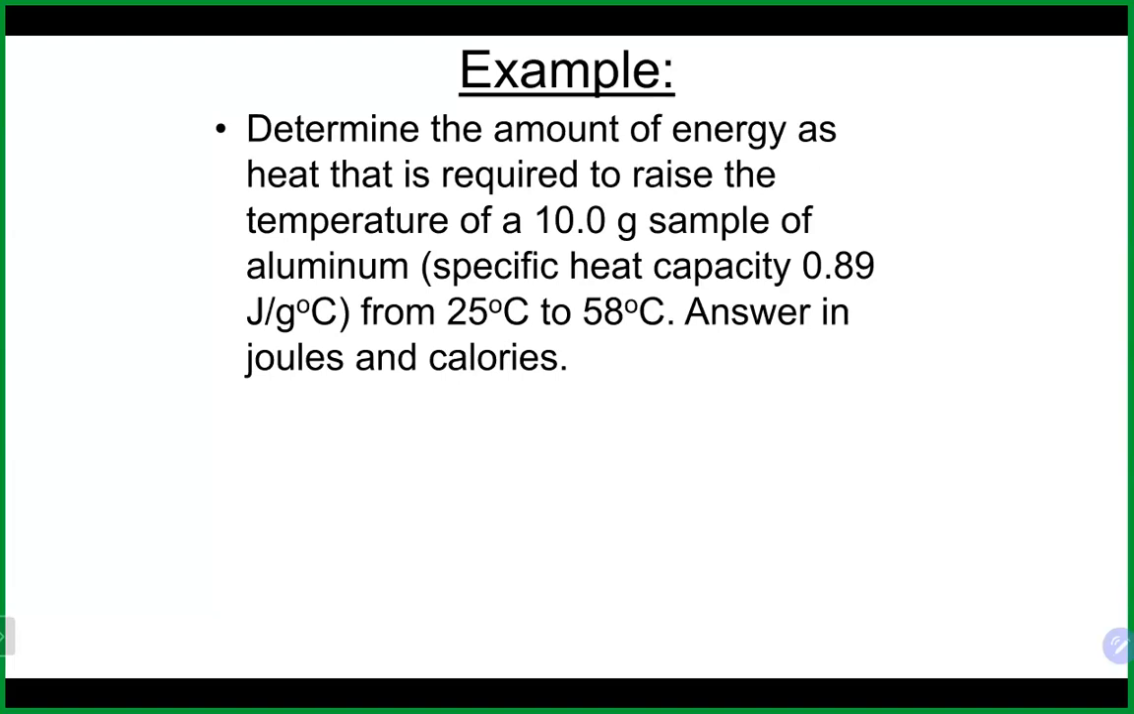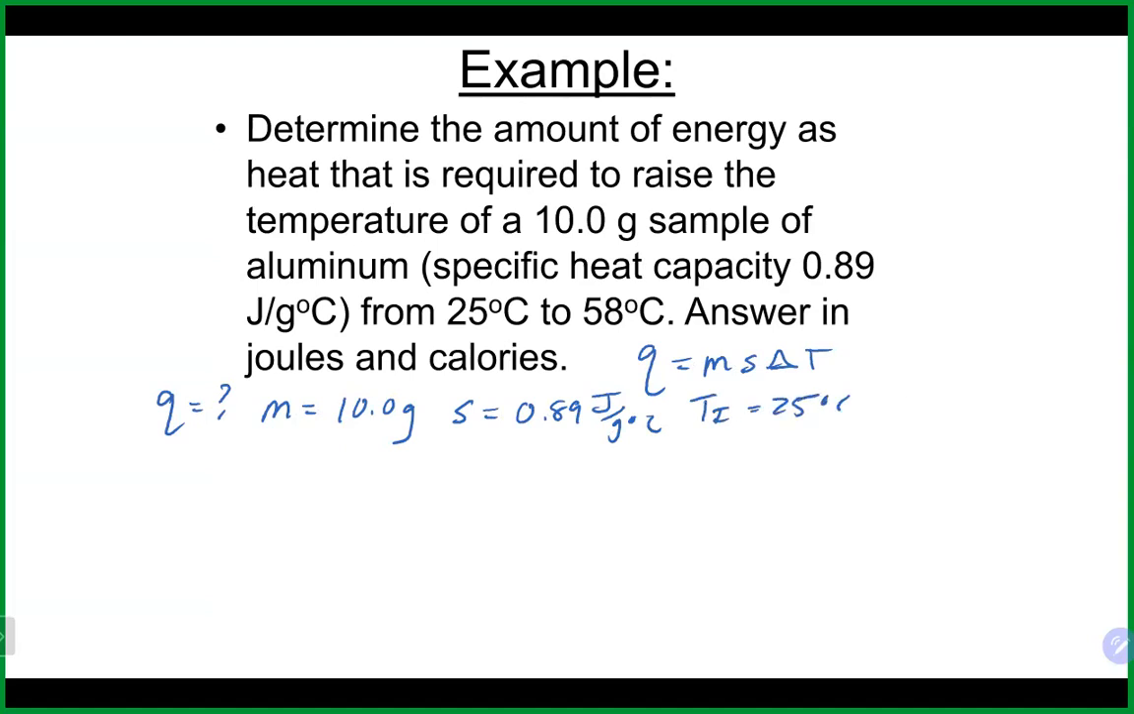Okay, let's take a look. So obviously we're dealing with specific heat here, so our specific heat equation is what we want to look at. In this case, we are looking for Q, which is energy, or heat. We have the mass given to us of 10 grams. We have the specific heat capacity given to us as 0.89 joules per gram per degree Celsius. We have our initial temperature of 25 degrees Celsius, and our final temperature of 58 degrees Celsius. So we pretty much have everything we need on the right-hand side.